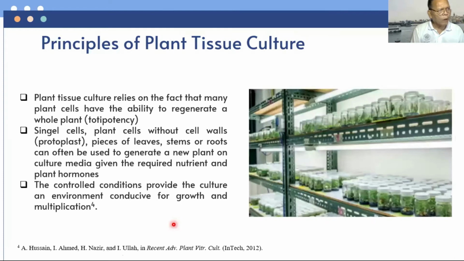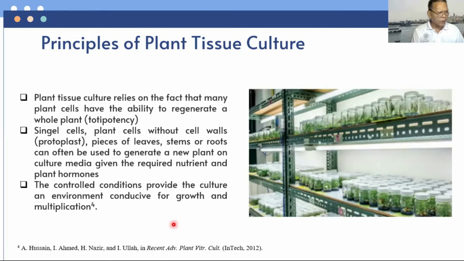Now let's move to the principles of plant tissue culture. There are several principles in plant tissue culture. Plant tissue culture relies on the fact that many plant cells have the ability to regenerate a whole plant, which we call totipotency.